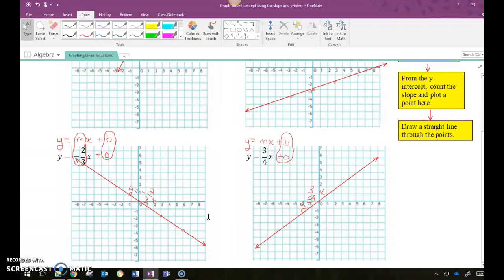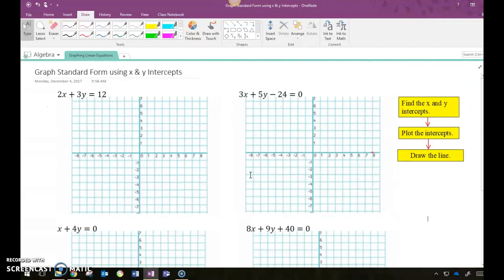Okay, guys. So that concludes slope-intercept form. Now let's take a look at graphing standard form. Now when we graph standard form, we want to find the x and y intercepts. We want to plot the intercepts and then draw the line. So let's go right over here and find some intercepts.